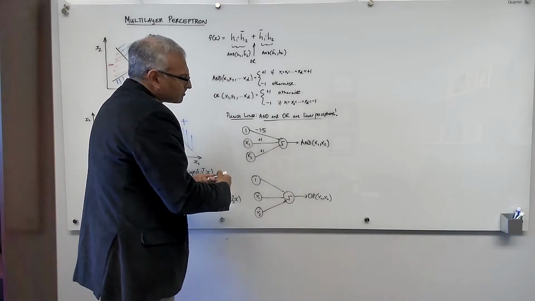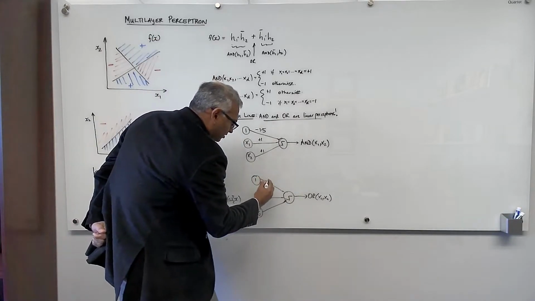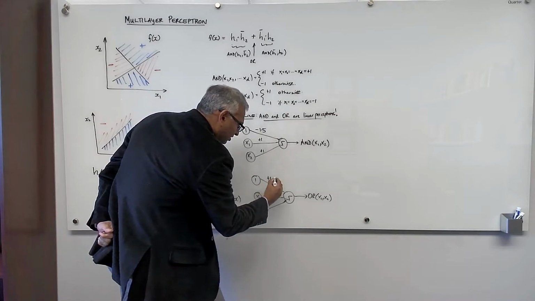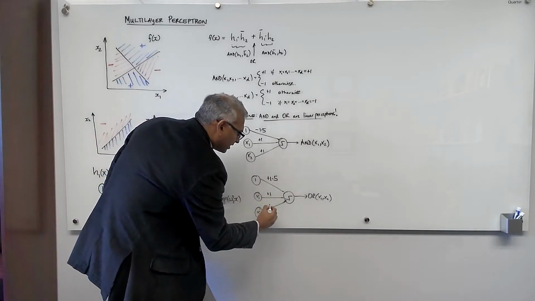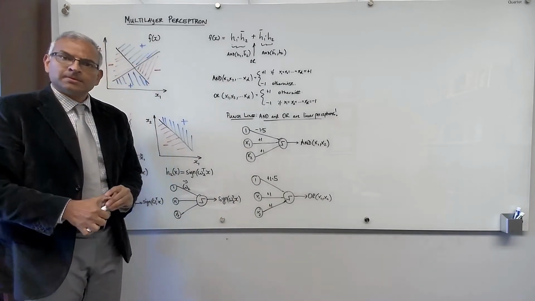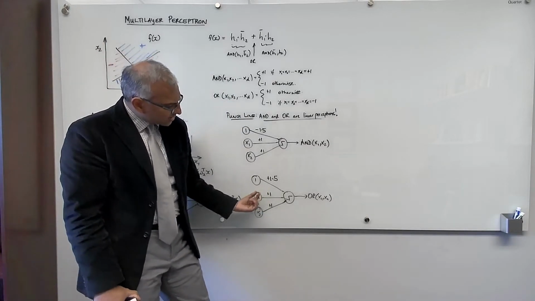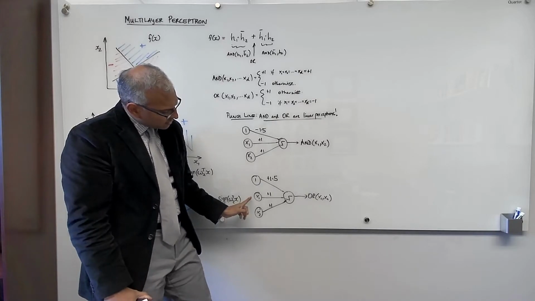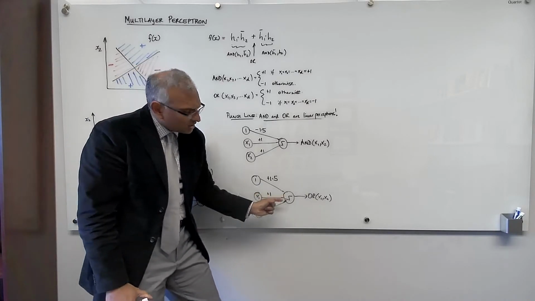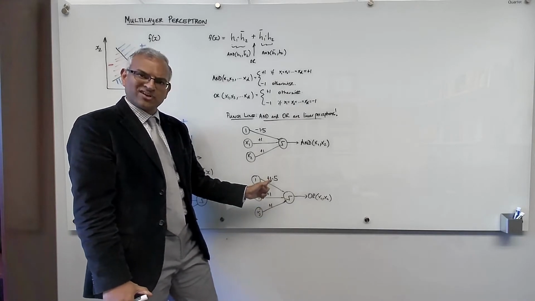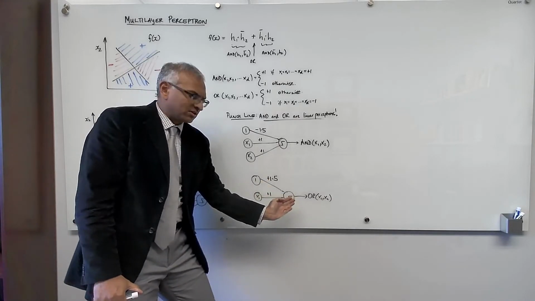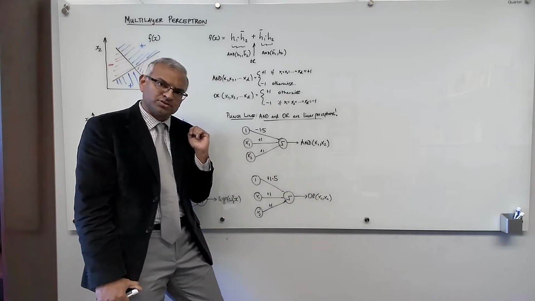So what I'm going to do is add a weight of +1.5. You can think of this as a bias of 1.5. And now I can add weights of +1 and +1 here. And what we will see is that the only way in which you can get a negative input into this sign is if both of these are -1. Then you get -2 plus 1.5, which gives you -0.5, and the OR produces -1.